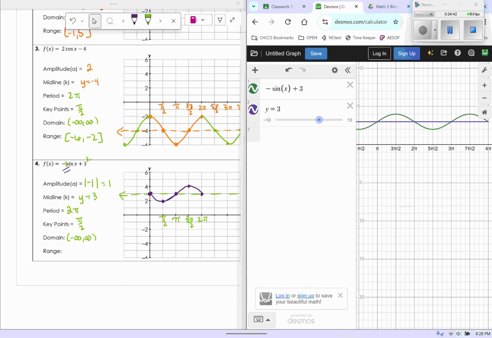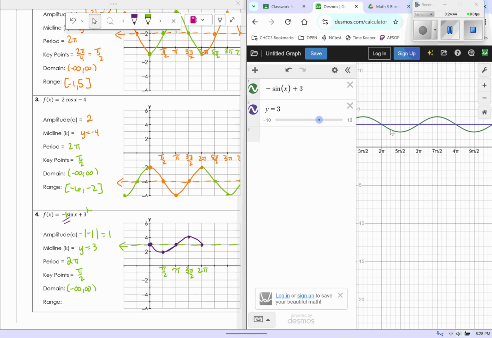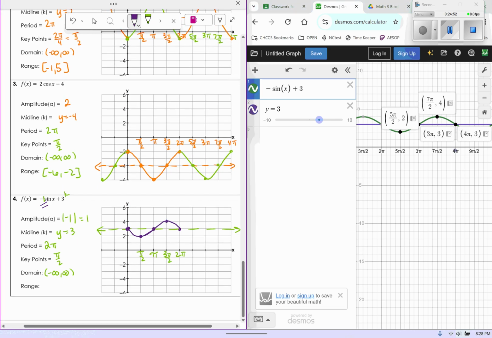And so then on our graph here, after 2 pi, the next key point for x is at 5 pi over 2, and then 3 pi, 7 pi over 2, and 4 pi. So we're going to add that to our x-axis. So 5 pi over 2, 3 pi, 7 pi over 2, and then this would be 4 pi. So we're just repeating those same values that we had before.